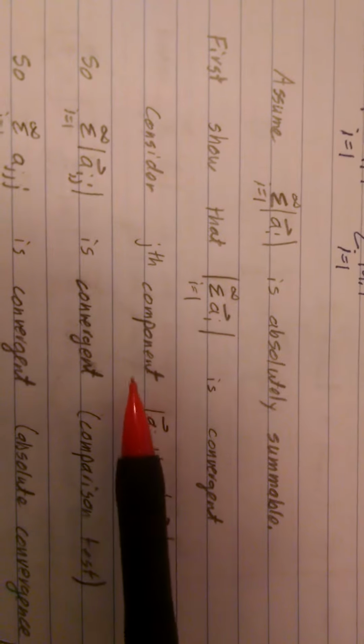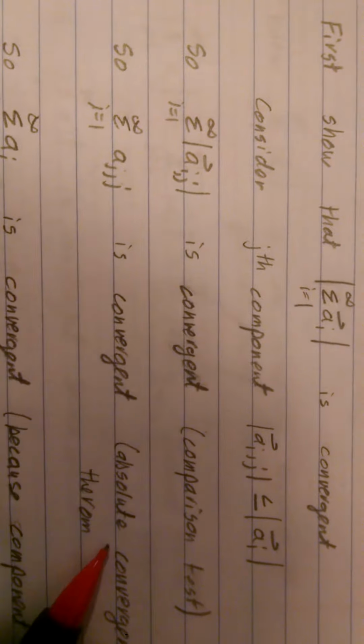First, consider the jth component. We know that the length of aij is less than or equal to the length of ai, and this holds for any type of vector. So, using the comparison test, we can see that the series of aij is convergent because we were told that this series was convergent. Next, we know that if we remove the absolute value signs, this is still convergent because of the absolute convergence theorem.